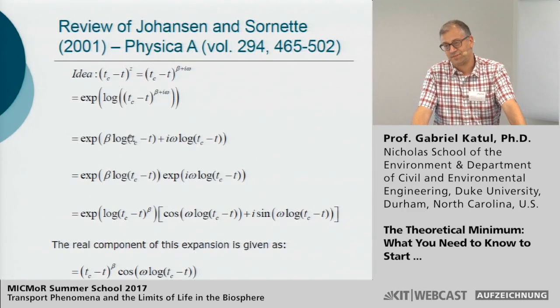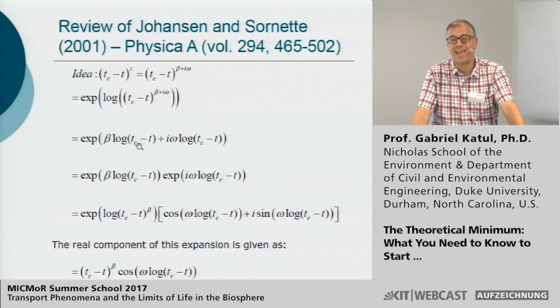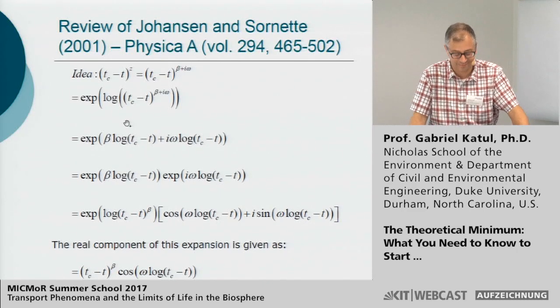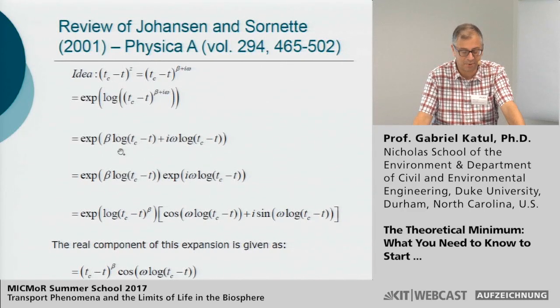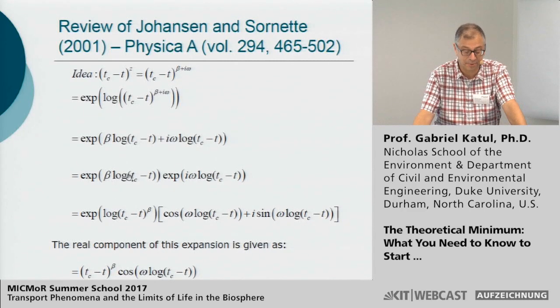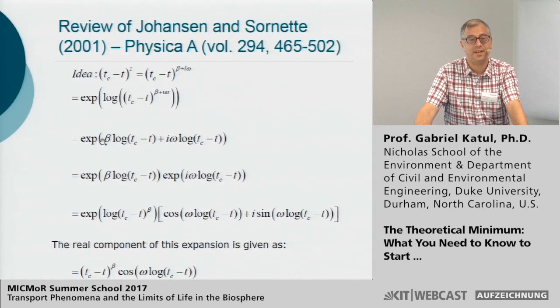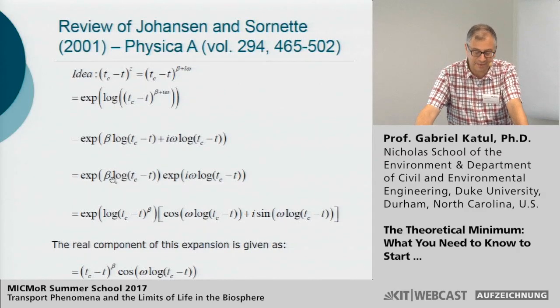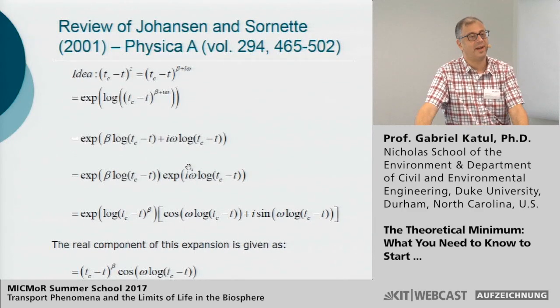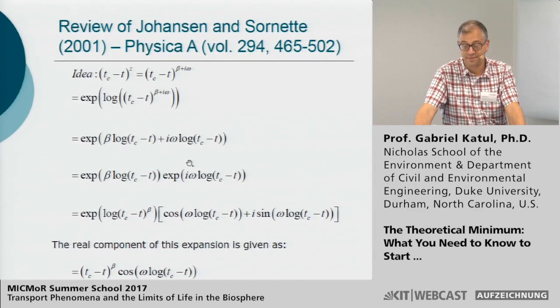Then you notice something else, that e to the a plus b can be written as e to the a times e to the b. And that's what we did in this step. So now beta log of tc minus t plus i omega log of tc minus t can be written as e to the beta log tc minus t multiplied by the exponential of i omega log of tc minus t. So all I've just done here is simply use the property that e to the a plus b is e to the a times e to the b. And then what he did is he brought the beta up here, so that's this part, and he used the well-known formula that e to the i theta is cosine theta plus i sine theta, yeah? And that's what you have here.